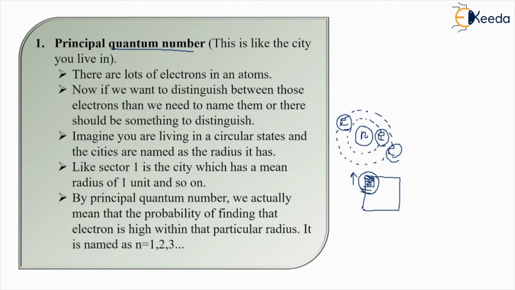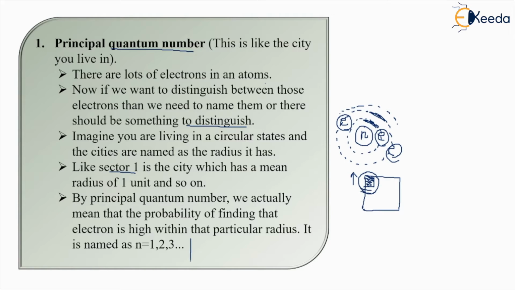There are lots of electrons in an atom. Now, if we want to distinguish between those electrons, then we need to name them, or there should be something to distinguish them. Imagine you are living in a circular state and the cities are named as the radius it has. So what will we have? We have sector 1 for one city. That means it is in the first radius. So sector 1 will be this thing. Sector 2 will be this thing. Sector 3 will be the thing after that, and so on. By principal quantum number, we actually mean the probability of finding that electron is high within that particular radius.